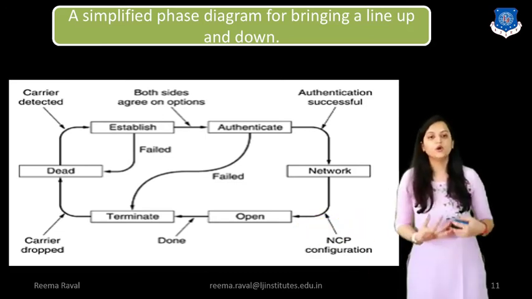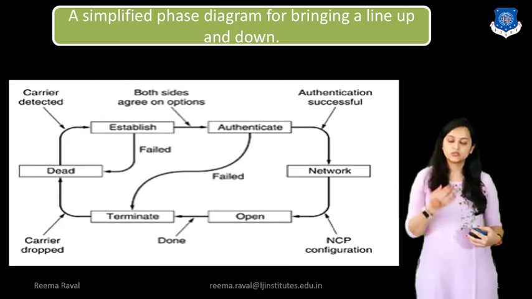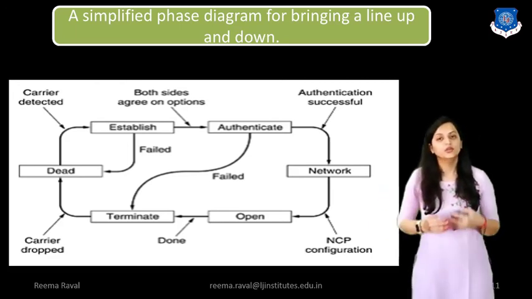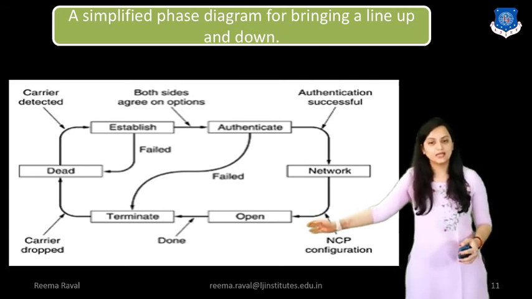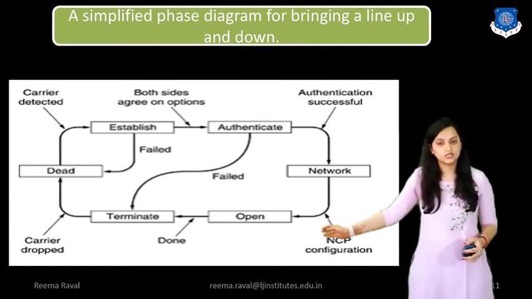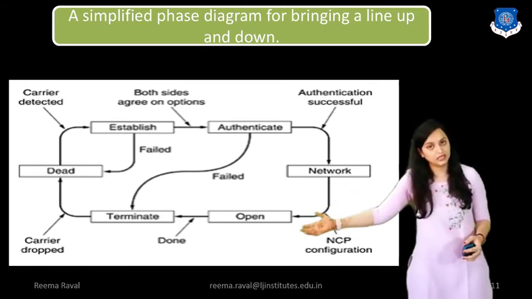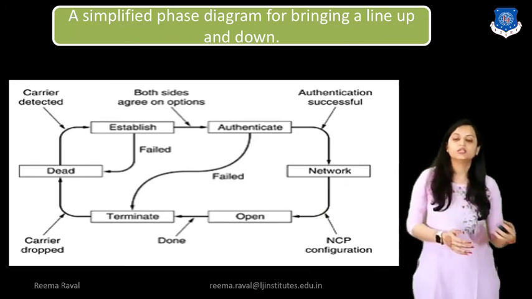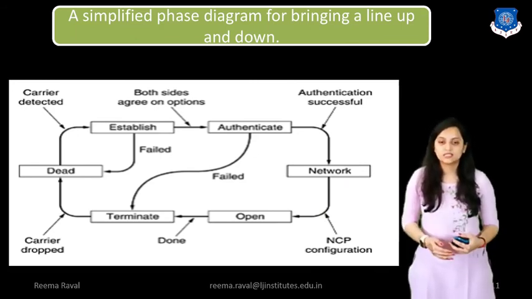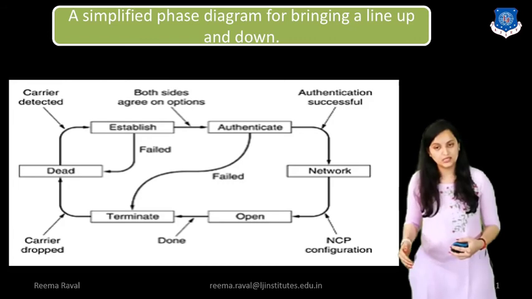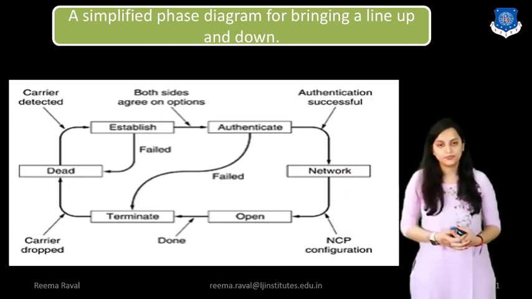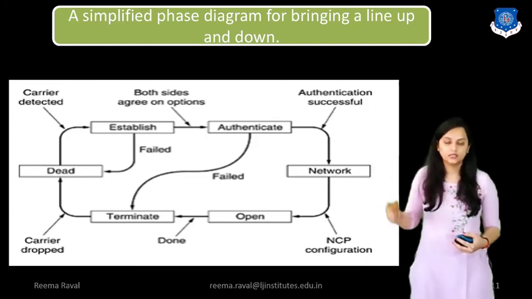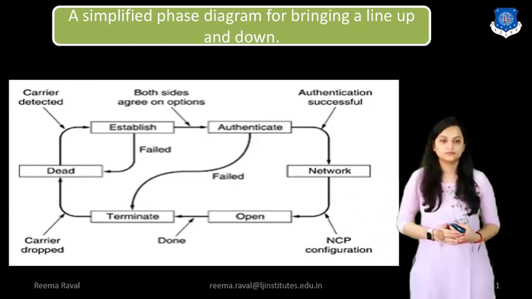When the network is open for transmission, the data transmission will start taking place. When the data transmission is done completely, the channel is terminated to make it available for other transmissions. So the next state after the open state will be terminated, the carrier will be dropped, and again it will come back to the dead state. So this is how this cycle repeats for data transmission.